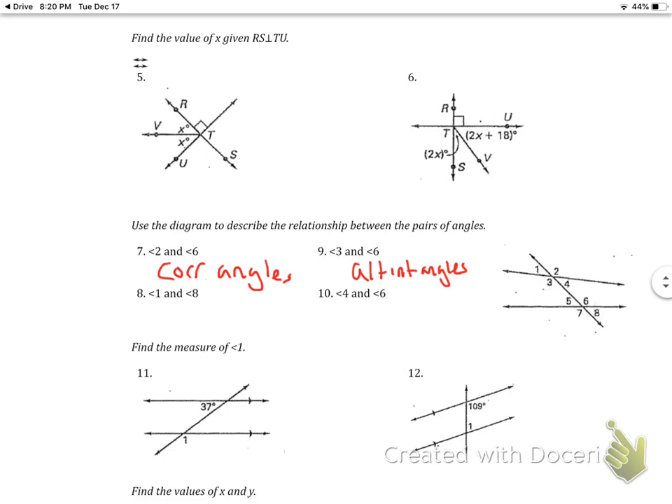1 and 8, alternate exterior angles. Opposite side of the transversal, outside of the lines. And then the last one here, we have 4 and 6, both inside the lines, same side of transversal, so same side interior.